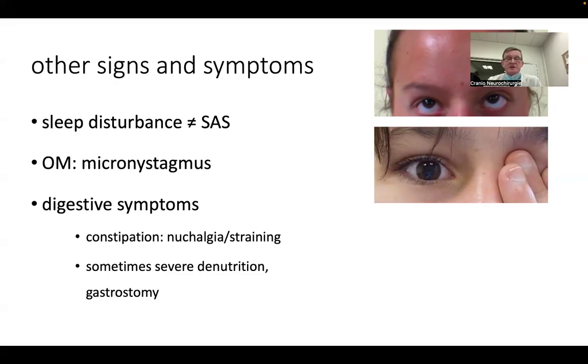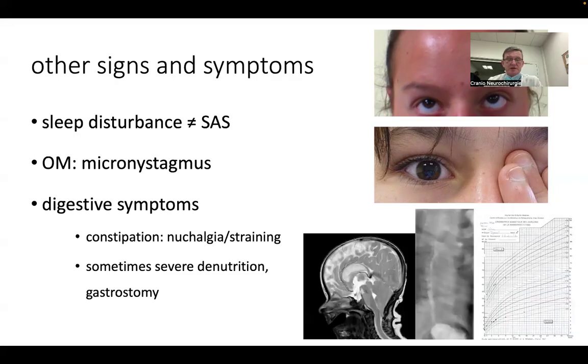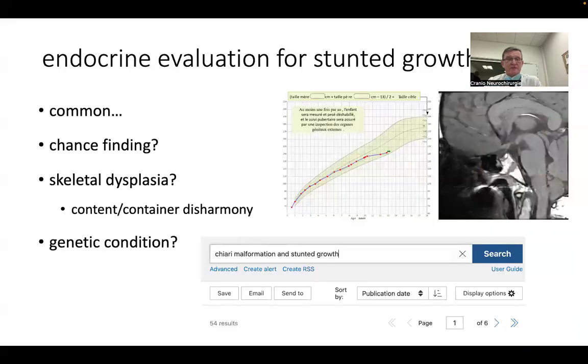I already mentioned the constipation due to nucalgia during straining, but also you can have severe denutrition, gastroparesis, or esophageal dysfunction, like in this case, and it can lead to stagnation of the weight progression. And another very common circumstance of diagnosis is the MRI done because of stunted growth. You see on this hypophysis MRI, there is tonsillar herniation. The MRI was done because of stagnation of growth.